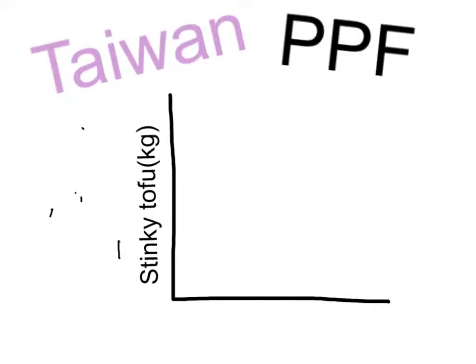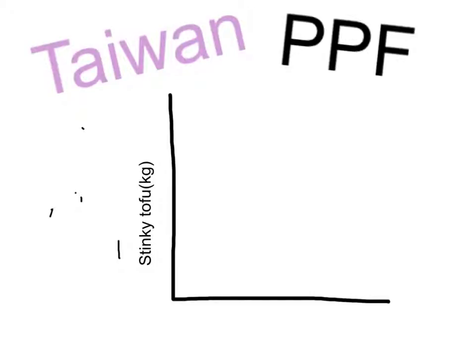And I'm going to draw my y-axis and my x-axis. And on my y-axis, the product or the food I'm creating is stinky tofu. As you know, stinky tofu is amazing and it's from Taiwan. And we're going to measure that in kg. So let me just put that here, put it on the side. Here we go. Okay, that's good.